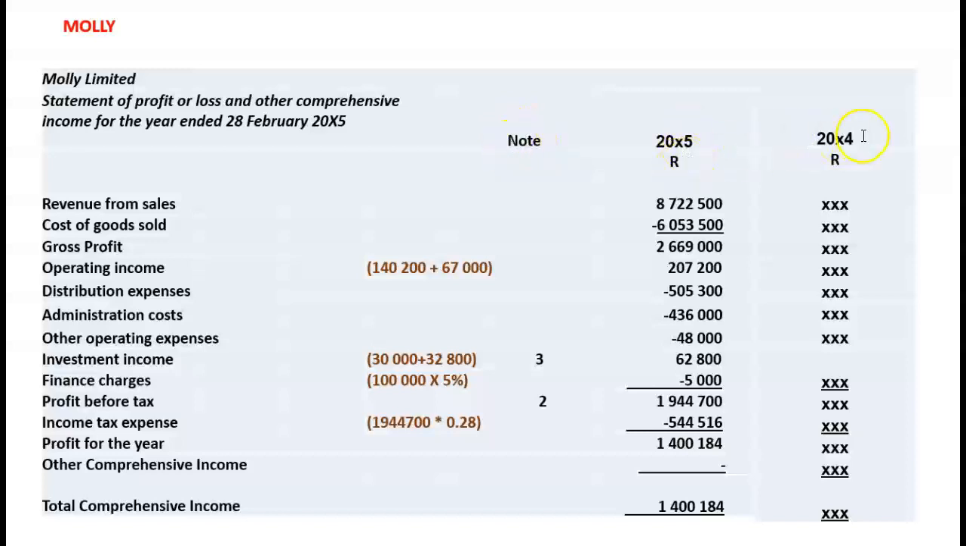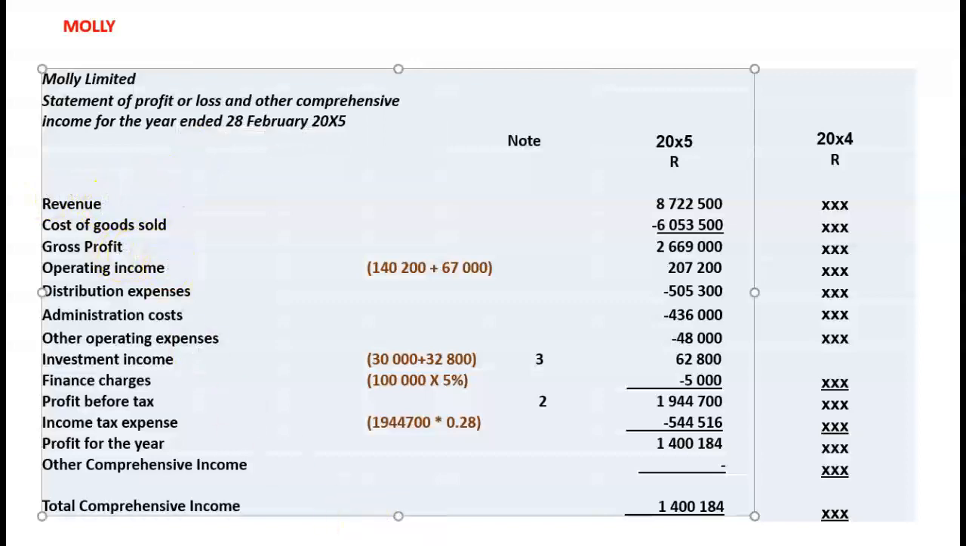Note, 25 Rand, 24 Rand. And now in this question they say ignore comparative figures. However, I do not have the comparative figures, but then you indicate for me by way of crosses that I can see that you know that there is supposed to be comparative figures. Revenue from sales, not sales. You can only put revenue as well. You don't have to put from sales.